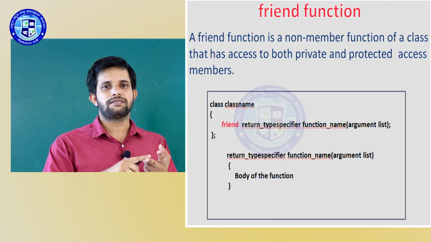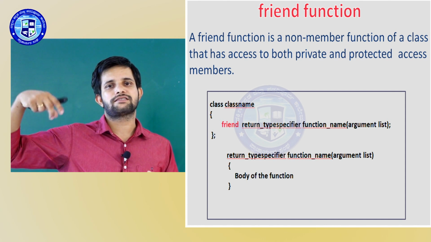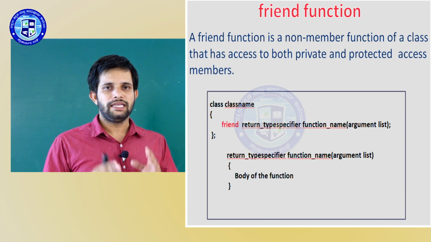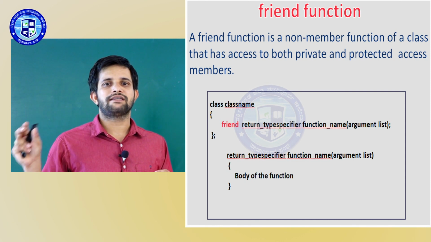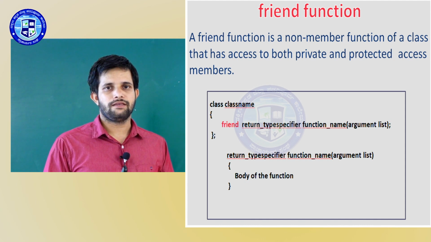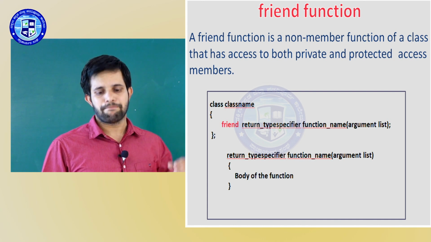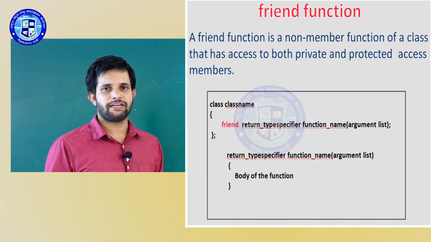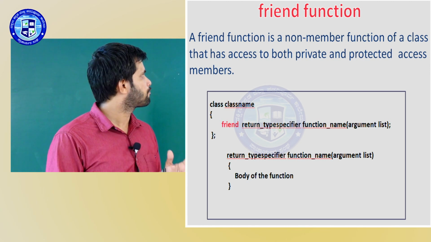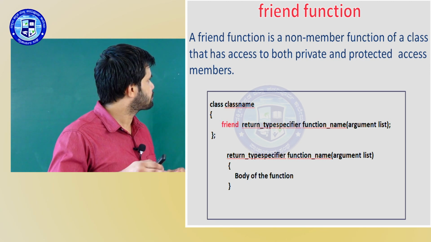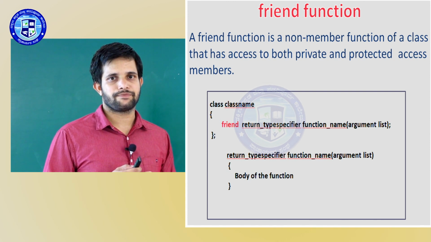But these private and protected members cannot be accessed outside. In case you need to access them, you need to make the function a friend function. If any function is made a friend function, then that function can access private and protected members of a class. And what is a friend function? A friend function is a non-member function of a class that has access to both private and protected members.